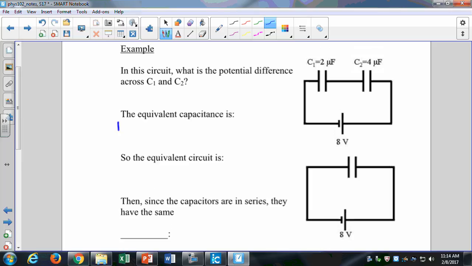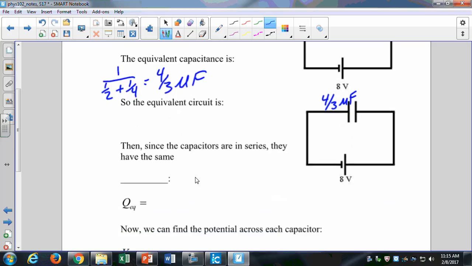My equivalent capacitance is 1 over 2 plus 1 over 4. That's 4/3 microfarads. Because this is 2/4 plus 1/4, which is 3/4, which flipped is 4/3. If you do it in your calculator, it's like 1.333 or whatever. So the equivalent circuit looks like this. I have 4/3 microfarads. And since the capacitors are in series, they have the same what? They have the same charge.